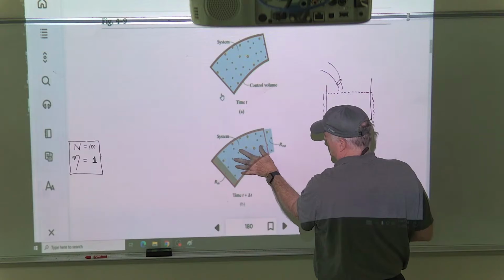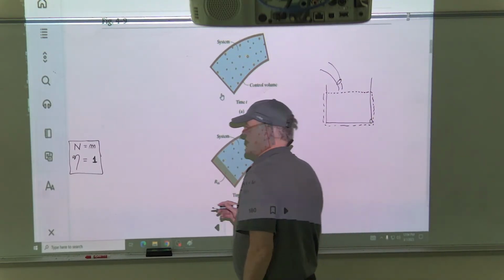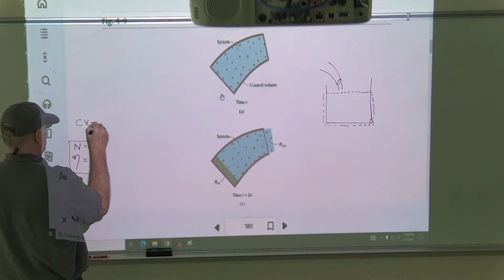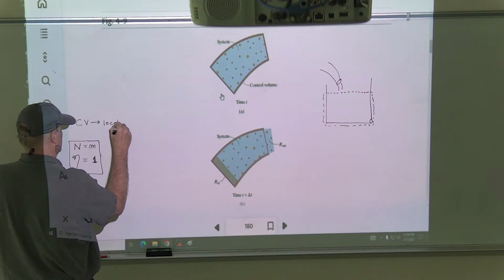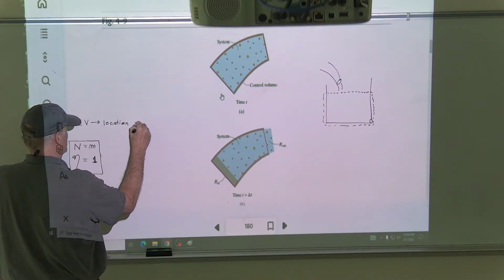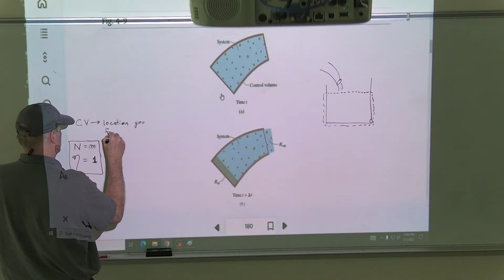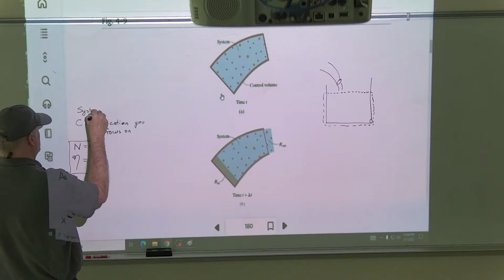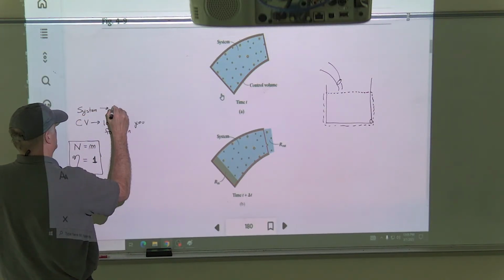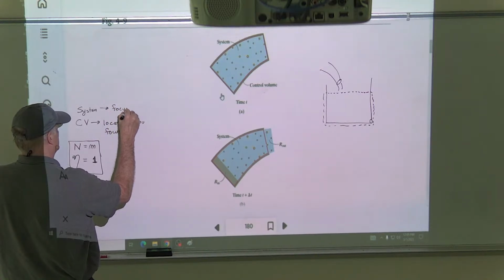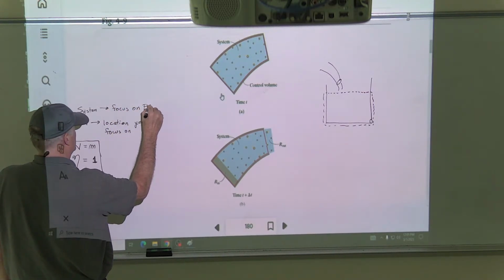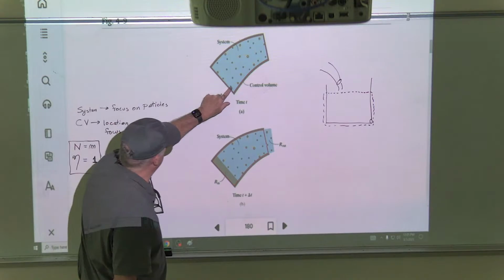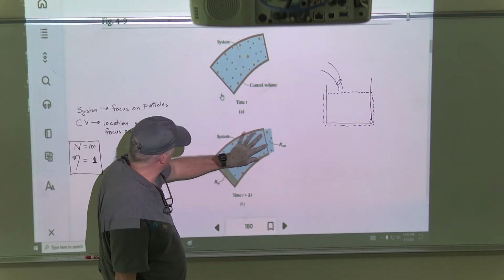He says the system, you're tracking the particles. So in essence, control volume is a location you fix your eyes on. How about focus on? And the system is you focus on particles traveling through the system. So you notice he drew these little dots. So you're accounting for every single particle.